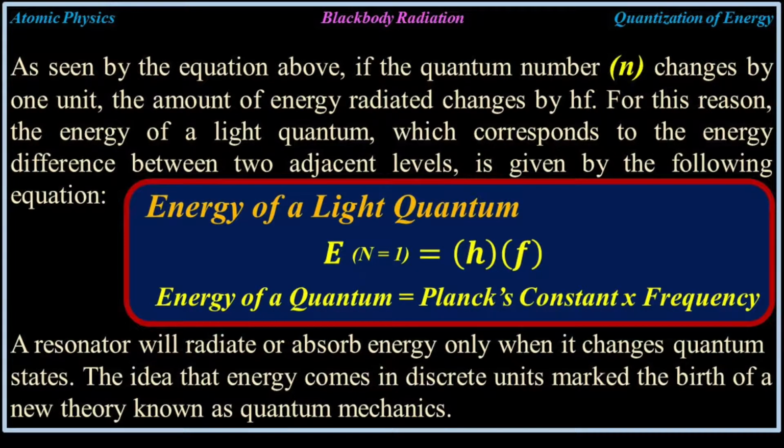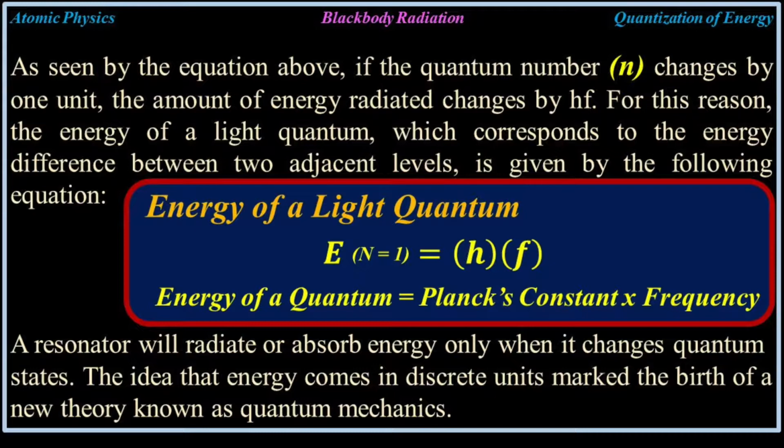As seen by the equation above, if the quantum number n changes by 1 unit, the amount of energy radiated changes by hf. For this reason, the energy of a light quantum, which corresponds to the energy differences between two adjacent levels, is given by the following equation. A resonator will radiate or absorb energy only when it changes quantum states.